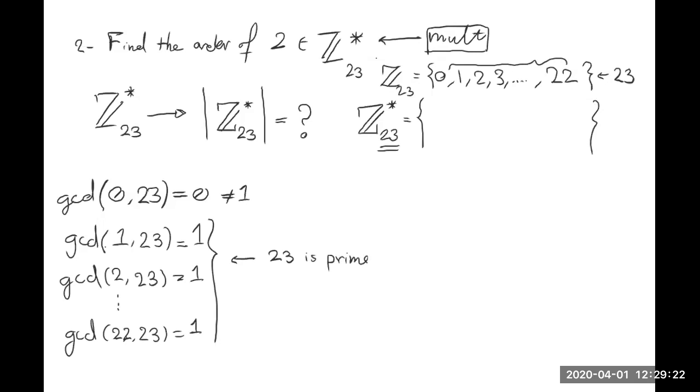Whenever a number is prime, it's co-prime with respect to all numbers which are less than that number. So here 23 is prime, so it's co-prime with respect to every natural number less than 23. The only case which is not correct is 0. So all the other elements are here in this group. We have the numbers from 1 to 22, so in total there are 22 elements. Is it clear? Is there any question here?